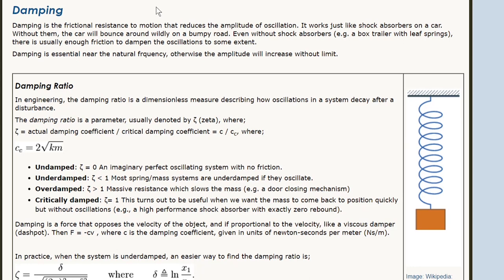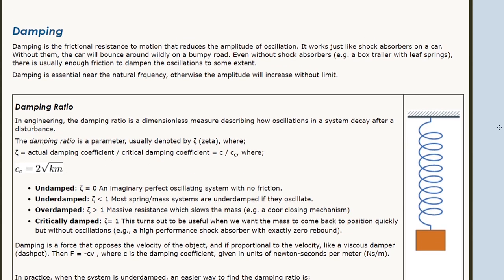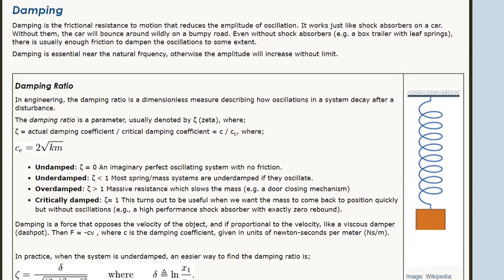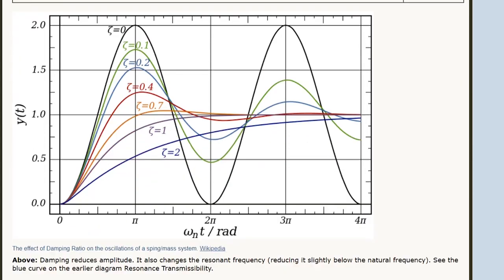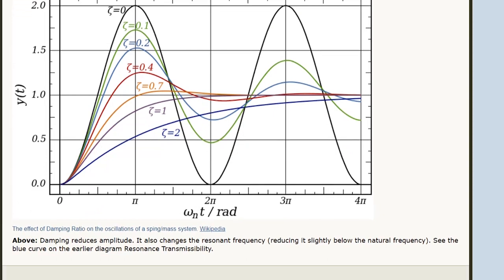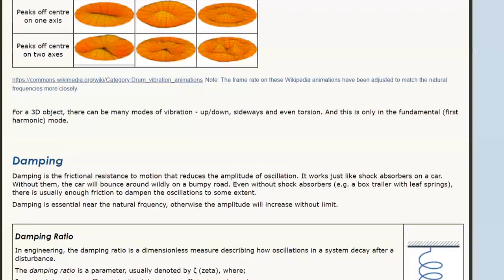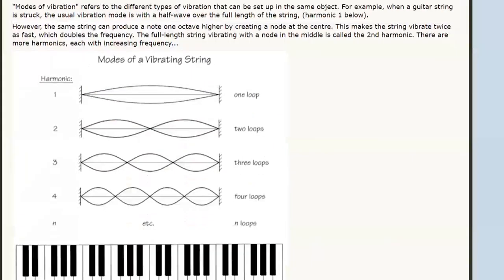All right, now damping is very important when you have something happening at the natural frequency. The natural frequency means that as you apply a force, you're applying it just at the right time to increase the oscillation. So when that happens, your oscillations are going to increase. They're going to get bigger and bigger.